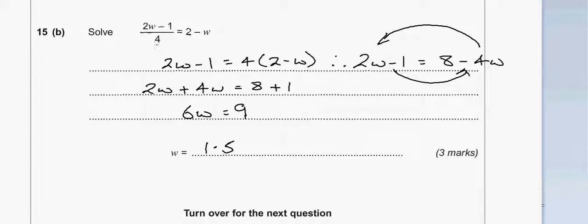So if we get a fraction here, and it's not accompanied by a plus 3 or something like that, but we've just got a fraction here, bring this across and multiply. Okay, and then the next question.